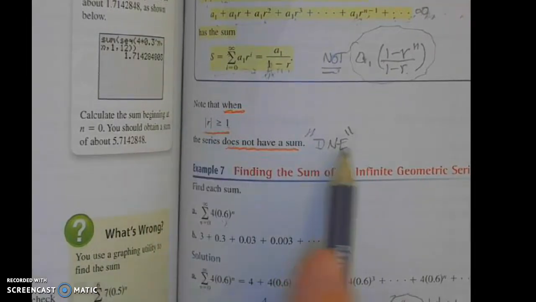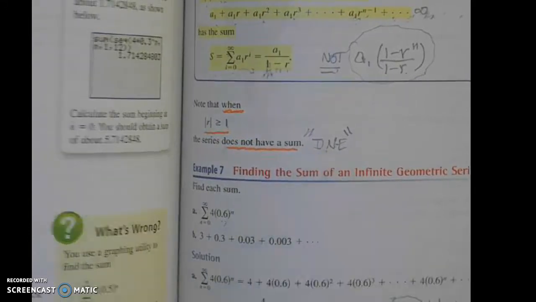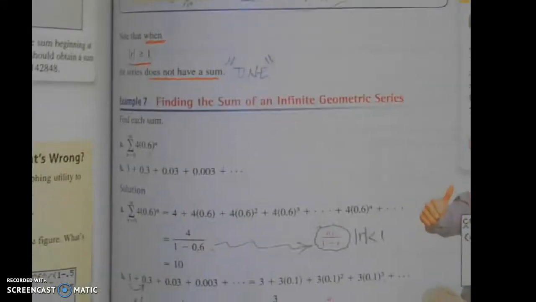So what are we going to do when we have r that is bigger than 1? Your answer is we don't have a sum. Does not exist. So make sure your ratio is less than 1. It's a fraction.